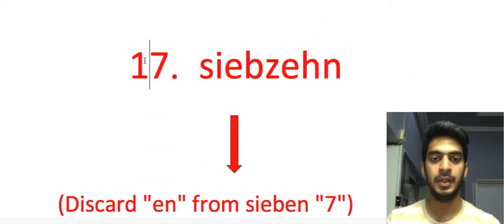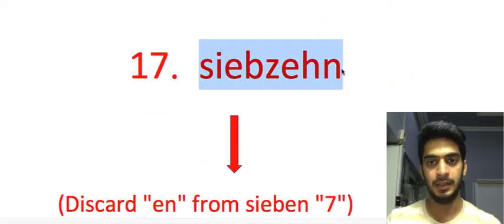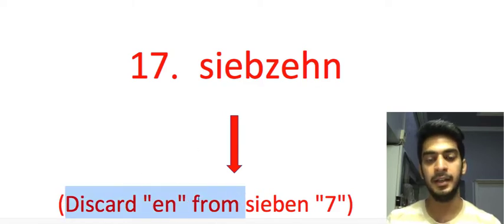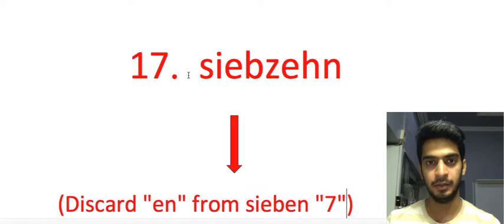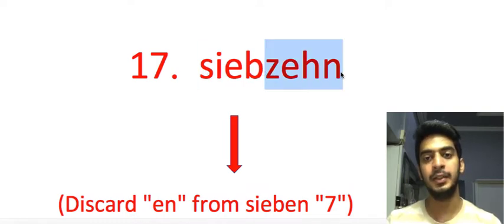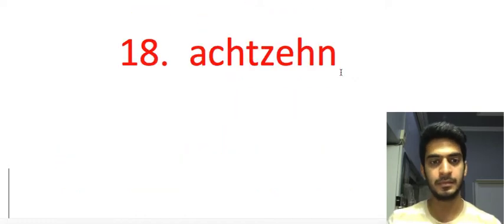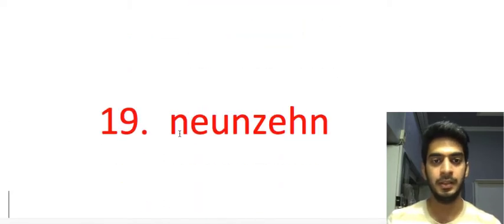Now, we have number 17, siebzehn. Again, we have to discard en from sieben. So, the left out word is sieb, then add zehn to it. Siebzehn, number 17. 18, achtzehn, no change. 19, neunzehn.